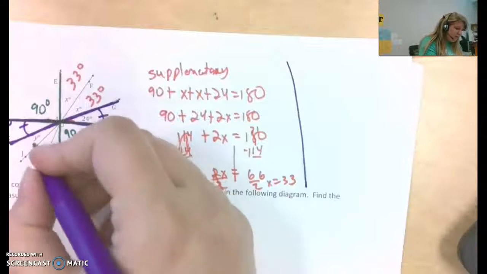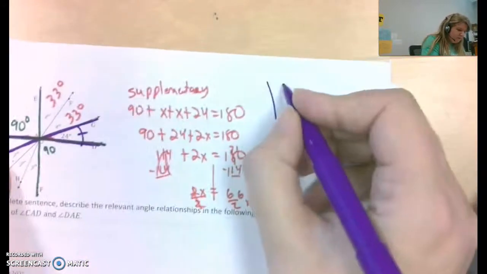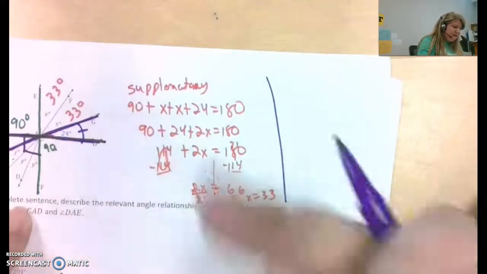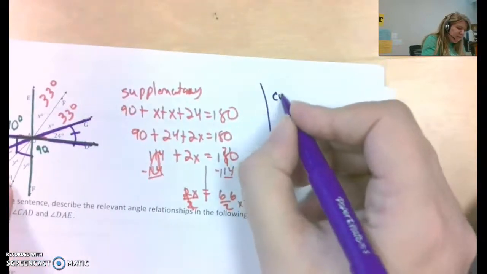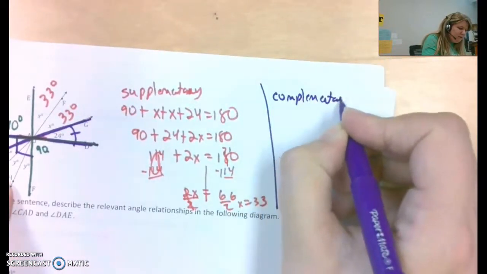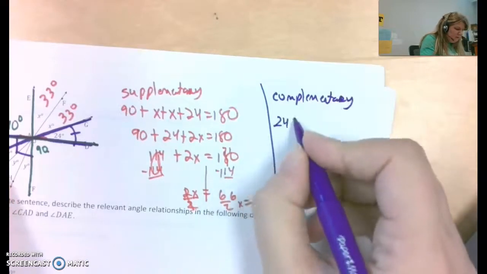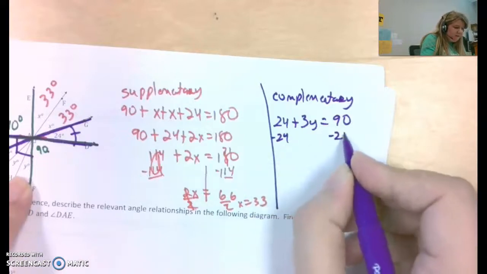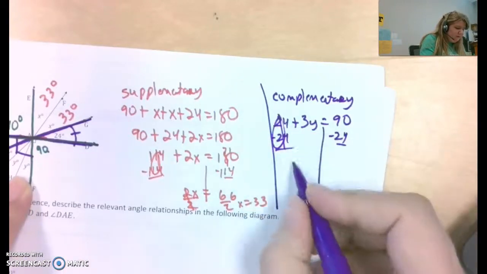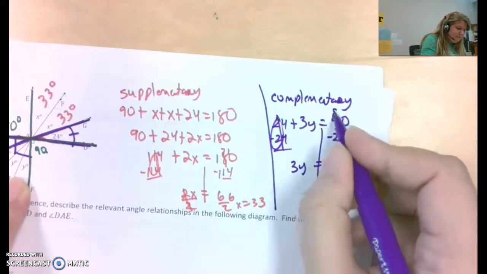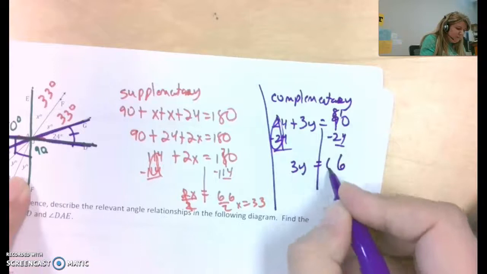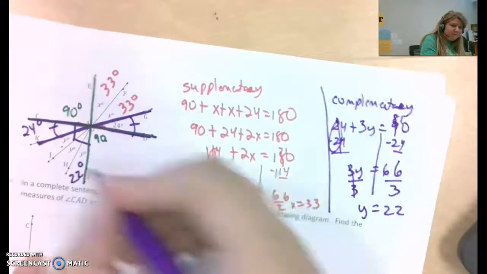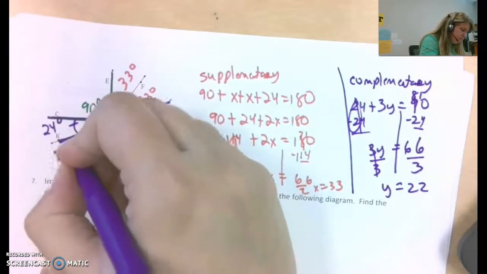Okay, so then for the y's, I could use this complementary. If this is 90, then 90 and 90 make 180. So I'm going to use this complementary relationship this time. So 24 plus 1, 2, 3 y's is 90. Subtract 24 from each side. 3 y's is 66. Divide by 3. Each y is 22 degrees.